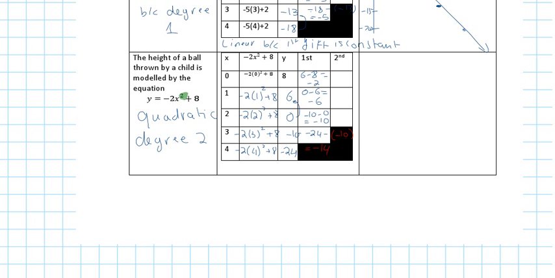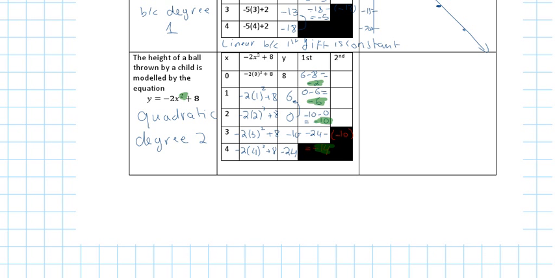Is it constant? No. So if you look at your first difference, the answer here, it's negative 2, negative 6, negative 10, and negative 14. They're not constant. Okay? With the linear function, we found that the first difference is constant. But with the quadratic, first difference is not going to be constant. That's when we have to do the second difference.